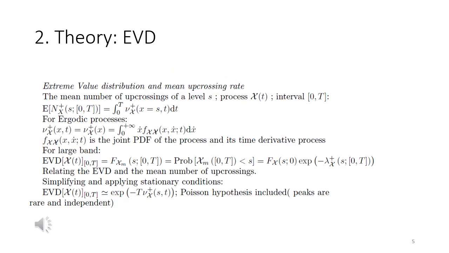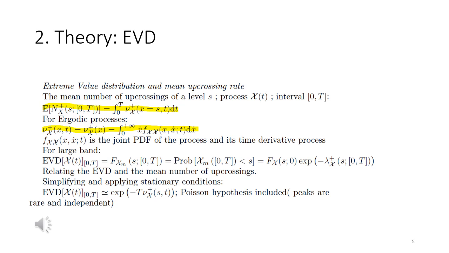Now we will present some theoretical results useful to achieve our goal. The first are relationships between the EVD and the mean number of upcrossings for a given stochastic process. These are the basic relationships we have. This can be simplified applying properties like ergodicity if we know them for the stochastic process under study. If we also know the PDF, the formula can be expressed like this.